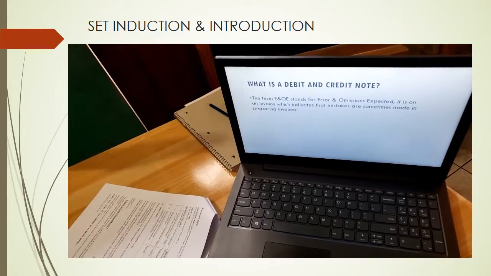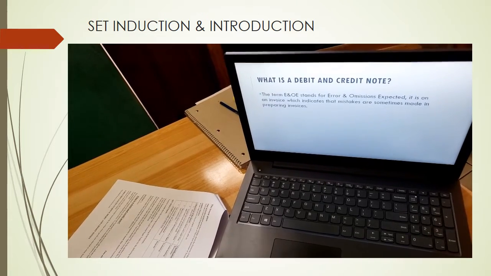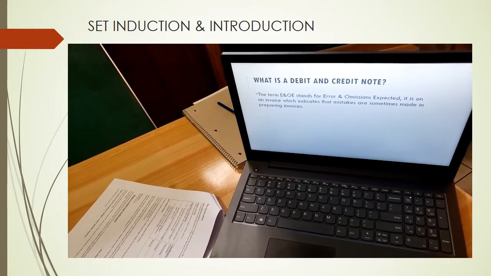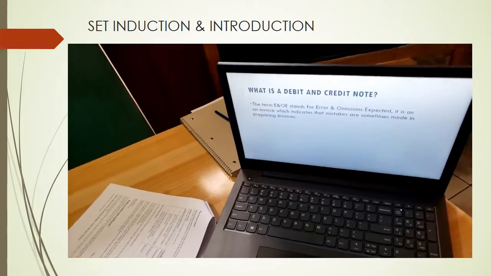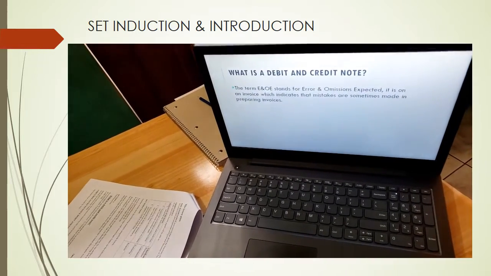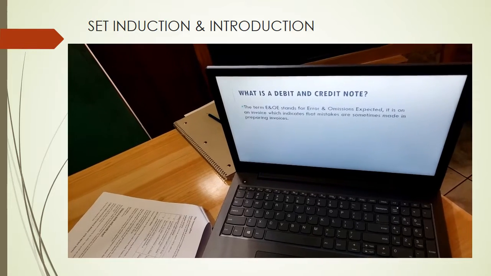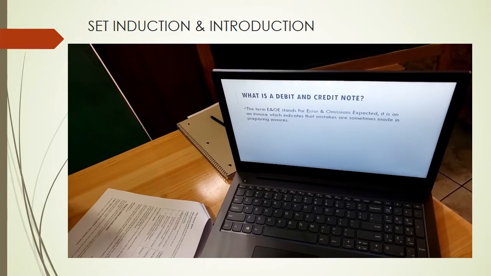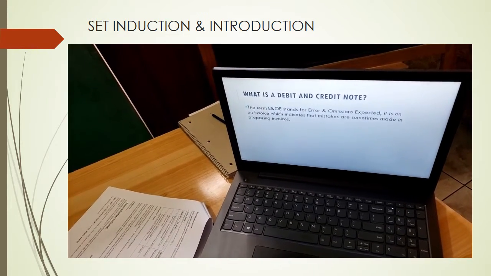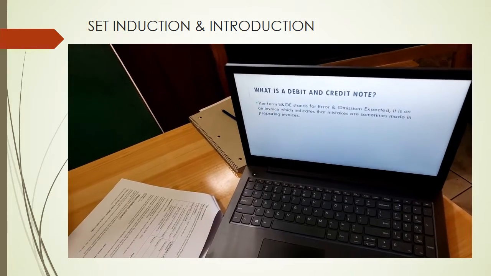the term that we just looked at, EO&E, stands for, as we said, errors and omissions expected. It is on an invoice to indicate that mistakes are sometimes made when you prepare an invoice. So in order, as we said before, to rectify that situation, we prepare what we refer to as a debit and a credit note.